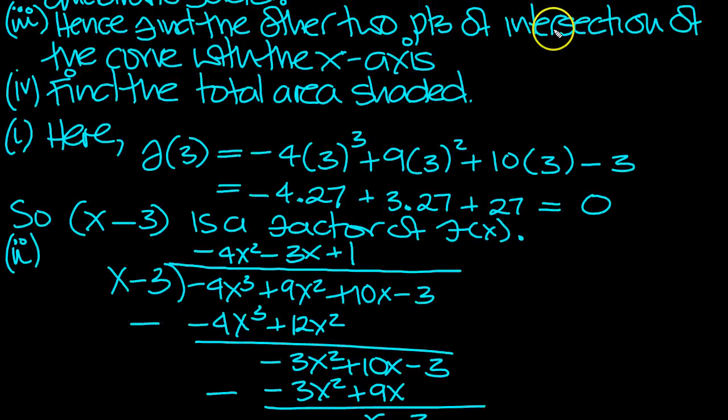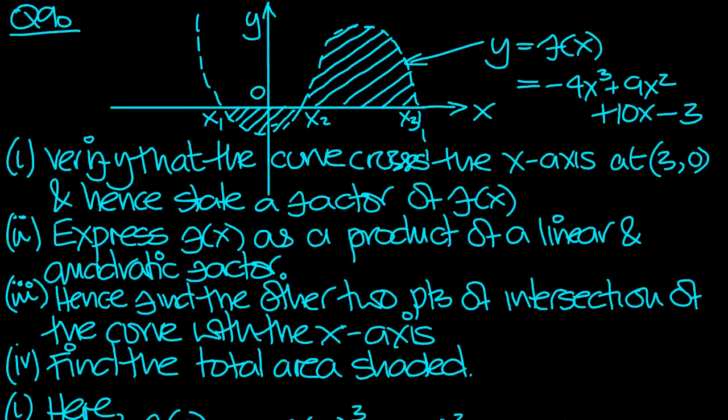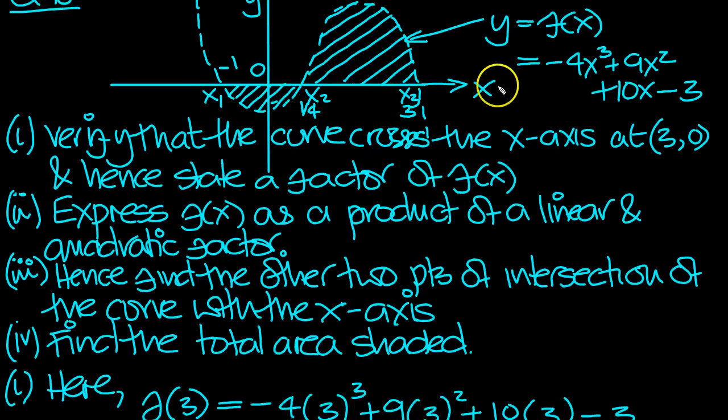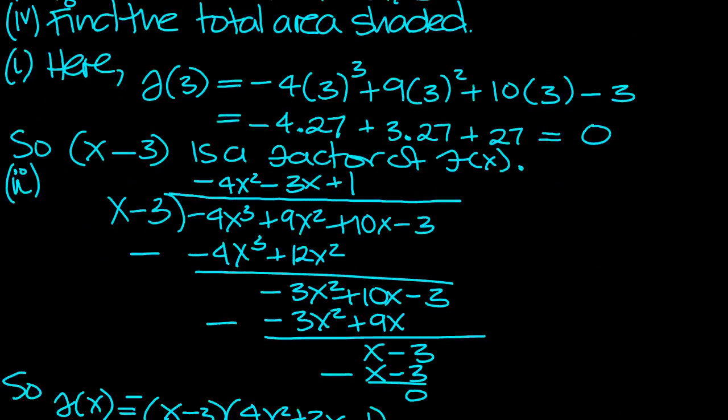The other 2 points of intersection of the curve with the x-axis. Find the total area shaded. So it was the shaded region between the 3 roots, wasn't it, here? This is a negative. This value here was the minus 1, I think it was, wasn't it? This is a quarter. And this is the value 3. So we can see it's the negative part first, then the positive part to add together.